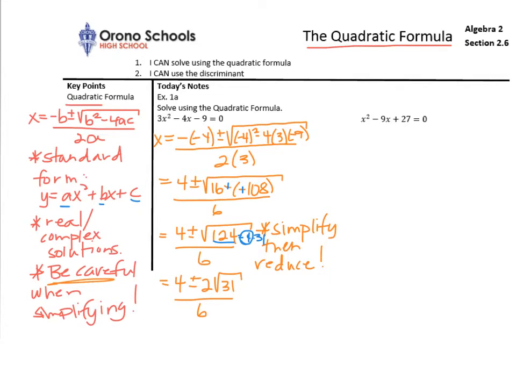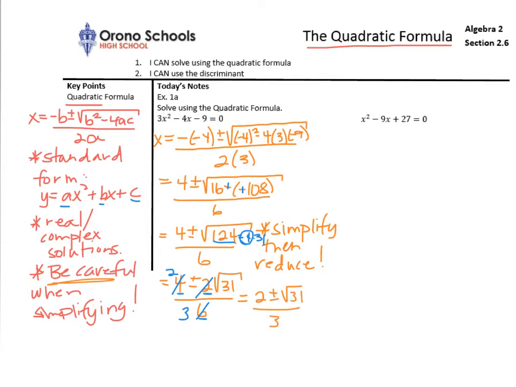Once you're at that point, look at all the numbers on the outside: to the left of the plus or minus, to the right of the plus or minus, and on the bottom. All three of those numbers can be reduced by a common factor of 2. 2 goes into 4 twice, into itself once, and into 6 3 times. Reducing this fraction gives us 2 plus or minus the square root of 31 over 3.